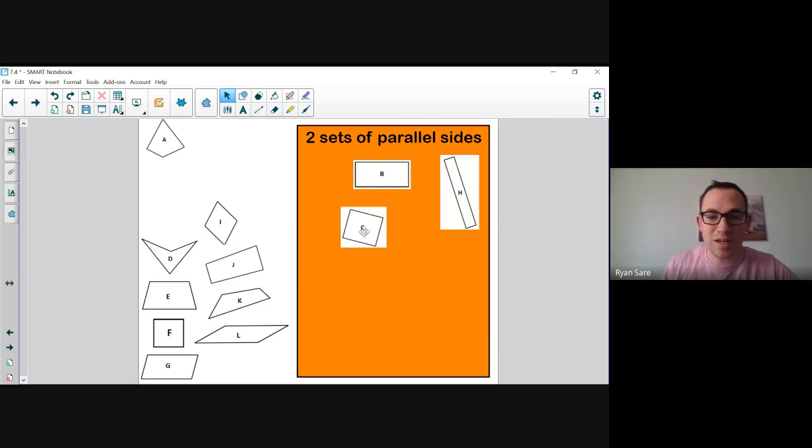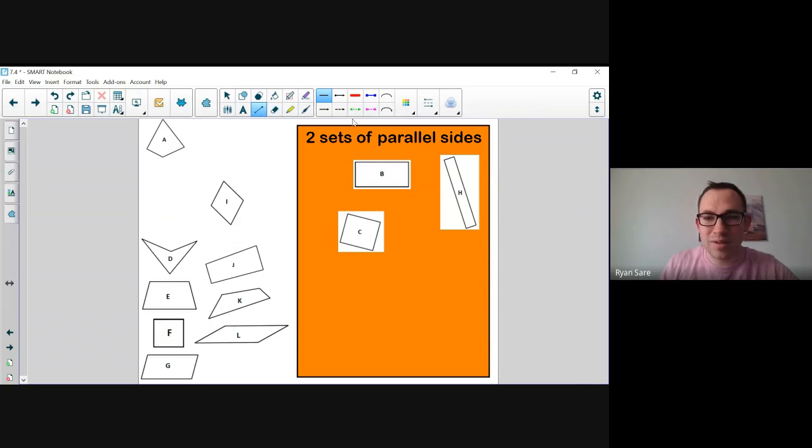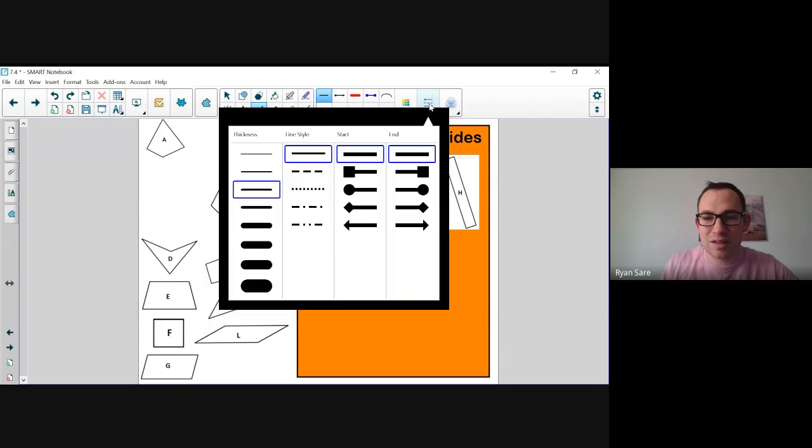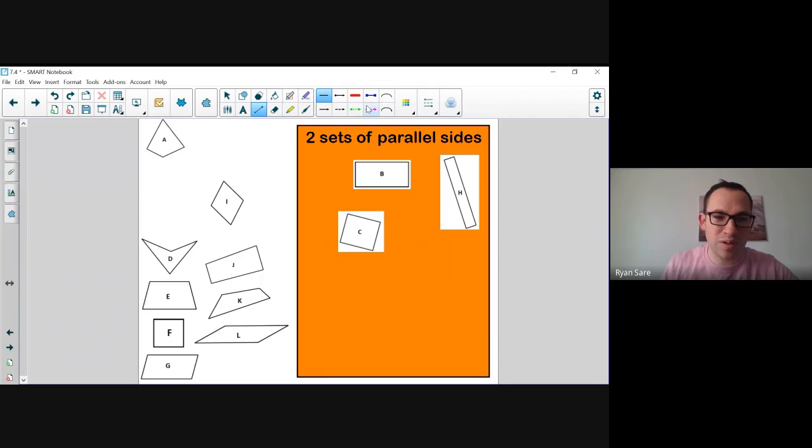C, even though it's twisted, if I kept those lines going forever, they would never run into each other. What about I? That one's kind of hard to tell. Maybe I grab a little line tool. Let me see. I don't remember if it's going to let me do this. I had a tool once that would let me just make these lines that would go forever and ever.